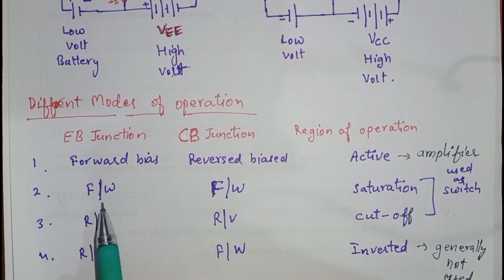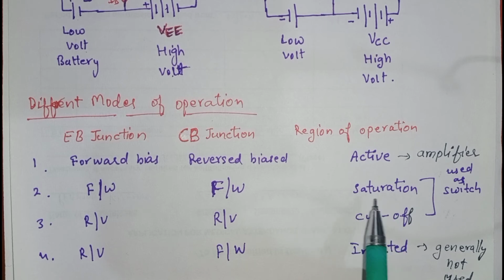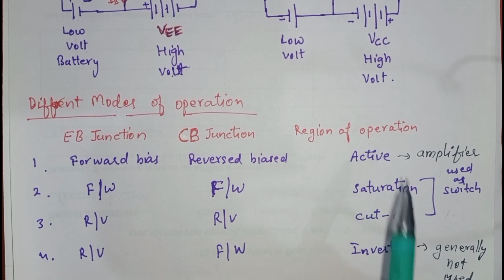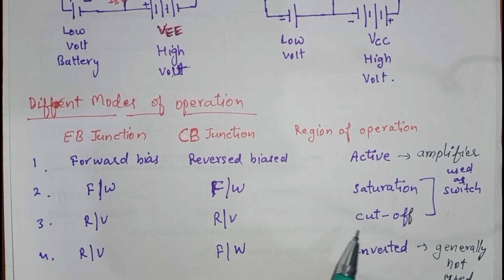When emitter base junction is forward bias and collector base junction is also forward bias, the region of operation will be saturation region, meaning maximum current flows through the collector or through the transistor. In this case, it will work as a switch, like an on switch. And when emitter base junction is reverse bias and the collector base junction is also reverse bias, the region of operation will be cut off region, meaning it will cut off the current. In this case it will work as a switch when it is off.